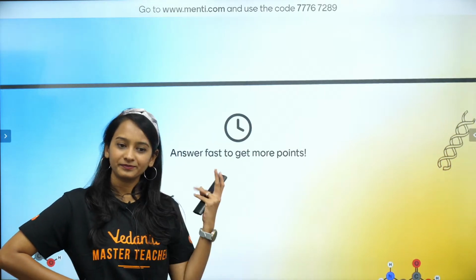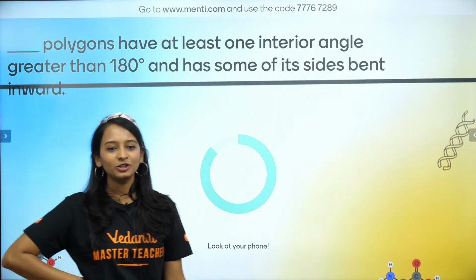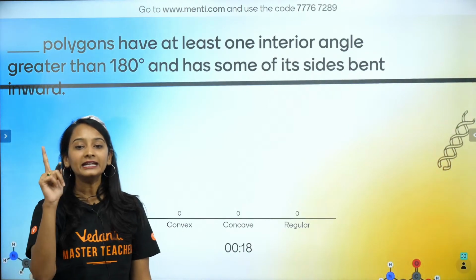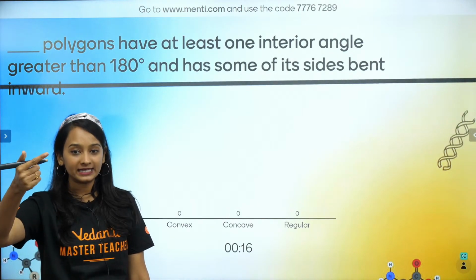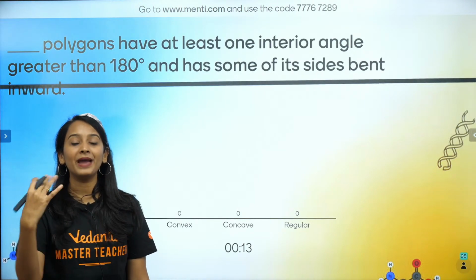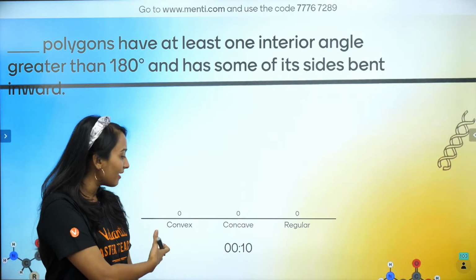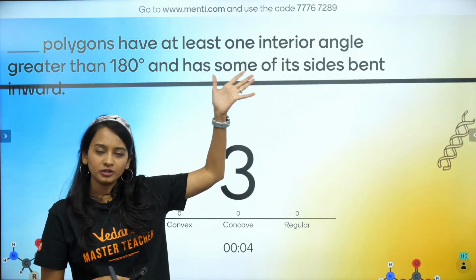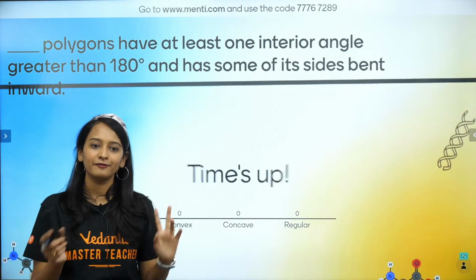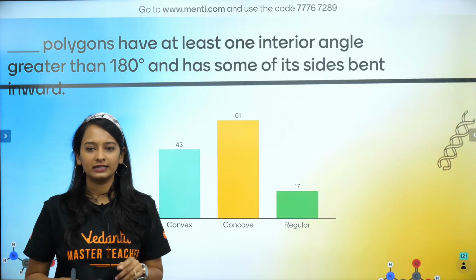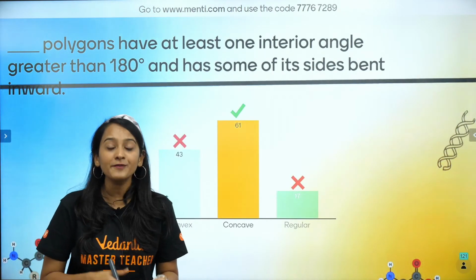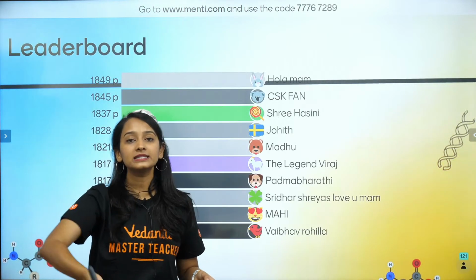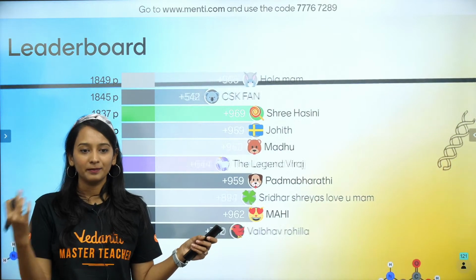5th question. Let's see. Let it be, today I won't leave Menti. A dash polygon has at least one interior angle greater than 180 and has some of its sides bent inwards. What is that? Convex, concave or a regular polygon? Not a polygon, it's a polyhedron. Actually, the definition of polyhedron and polygon is the same. For concave and convex, it's little different because 2D, 3D. Exactly, it is a concave polygon or a concave polyhedron where we have at least one angle which is greater than 180 degrees. Menti is back.